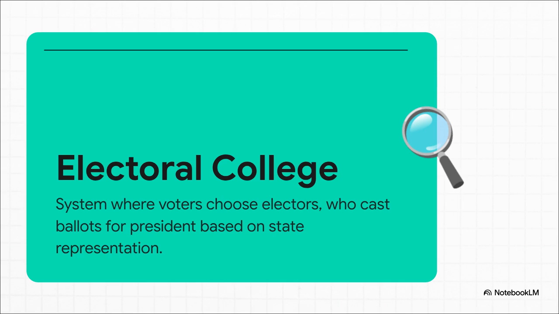Okay, so this is where it gets a little tricky for a lot of people. When you cast your ballot in the US presidential election, you're not actually voting directly for the president. No, you're voting for a group of people called electors, and these electors have pledged to vote for a specific candidate. Each state gets a certain number of these electors, and it's all based on its population.